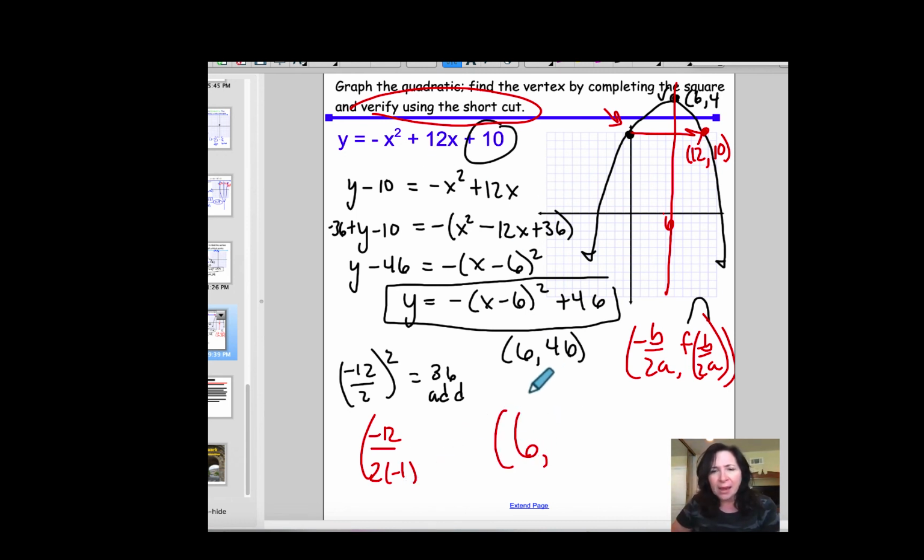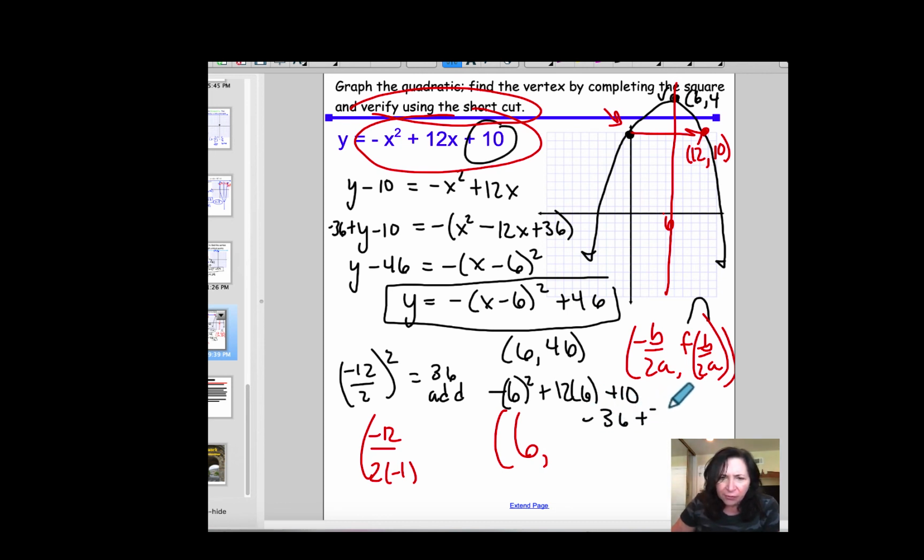Now I've got to plug it back in. When I say plug it back in, you go back to the original equation and plug in 6 for wherever you see an x. So the opposite of 6 squared, plus 12 times 6, add 10. That's going to be negative 36 plus 72, plus 10. I'm going to use my calculator. Negative 36, add 82. I got 46. Oh, good.